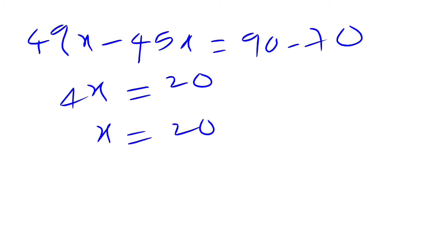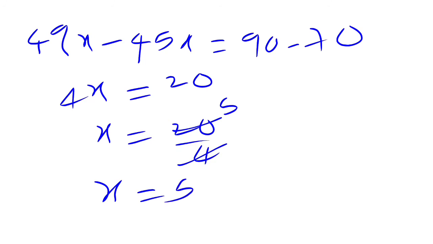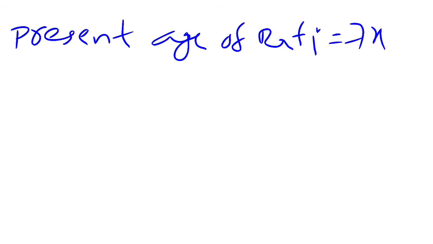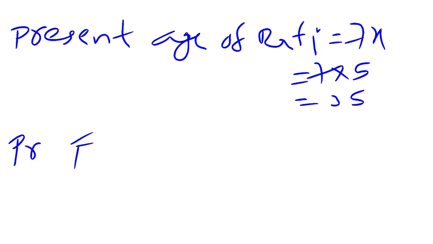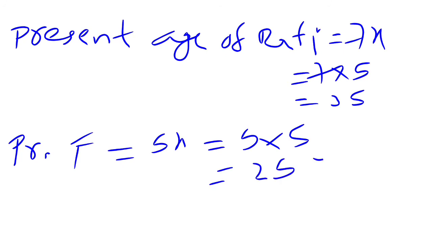So then x equals to 20 by 4. 4 fives are 20. Then x equals to 5. Now let's find out the present ages of Rafi and Fatima. The present age of Rafi is 7x, so 7 into x value 5. 7 fives are 35 years. And the present age of Fatima equals to 5x, x value 5, 5 fives are 25 years.